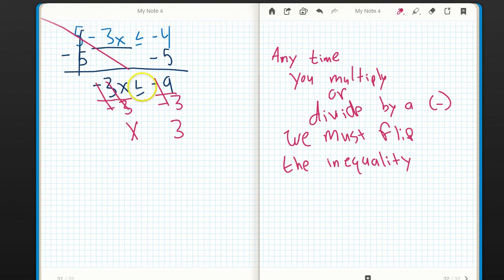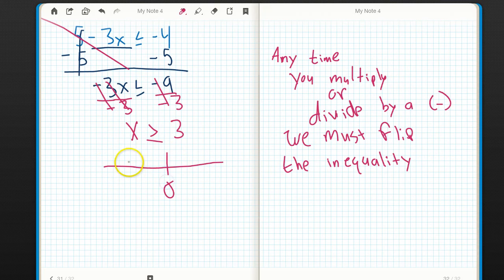So now our inequality was less than or equal to. Since we divided by negative 3, we must flip it. So now it becomes x is greater than or equal to 3. So now that's our answer. Like always, we're going to graph it and then check. So 0, negative 3, and 3. It's going to be a closed circle at 3. We draw our arrow. The arrow is to the right.